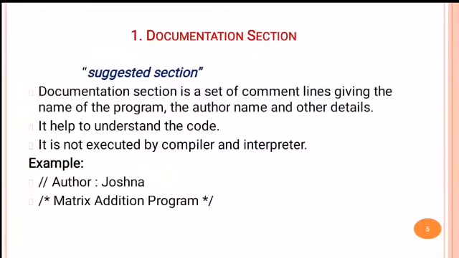The first one, documentation section, is the suggested section. It is not executed by the compiler and interpreter. It is only used to understand the code. It is a set of comment lines that give the name of the program, author name and other details. Example: author Joshna, matrix addition program. These lines are comment lines. These comment lines are not executed by the compiler and interpreter.